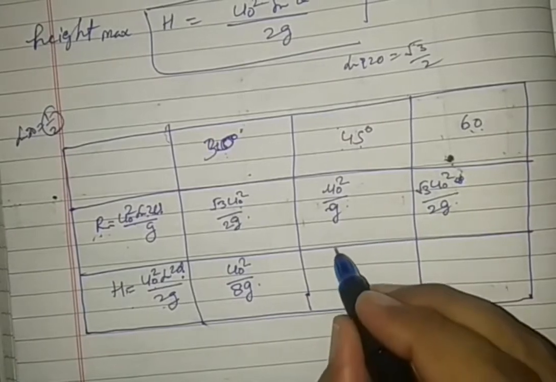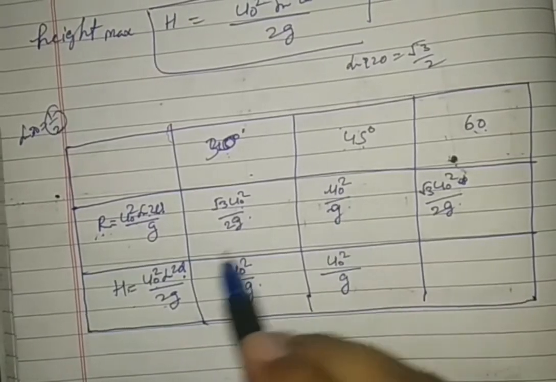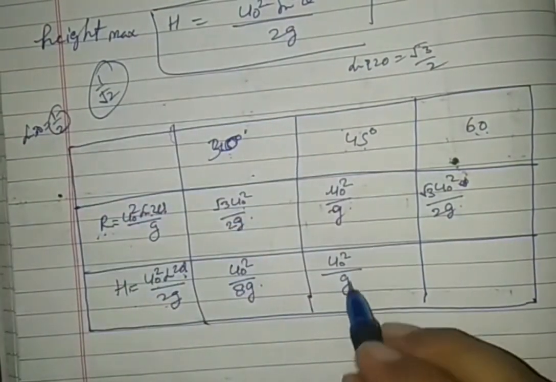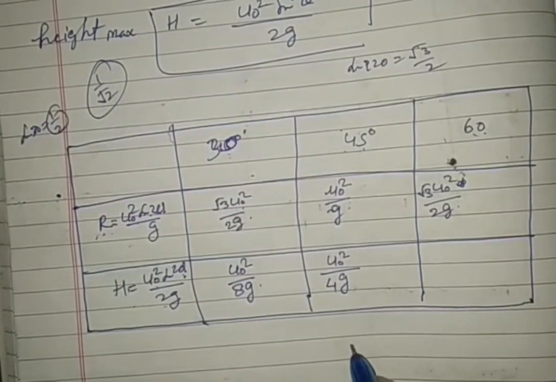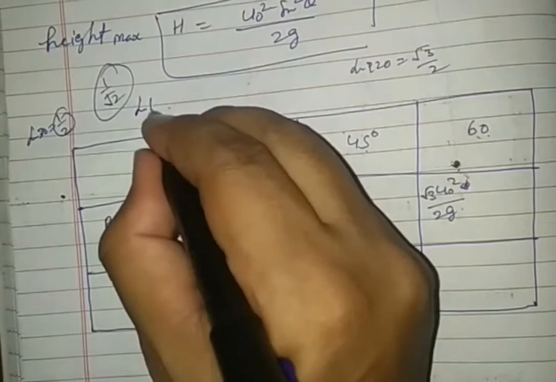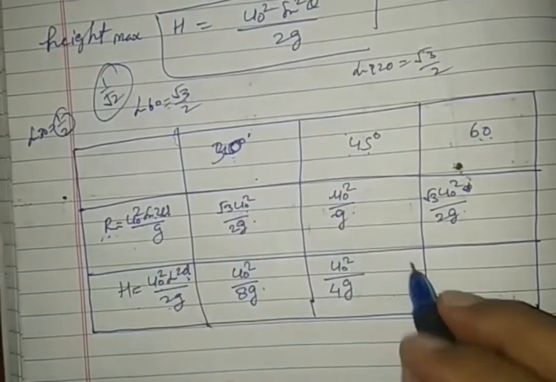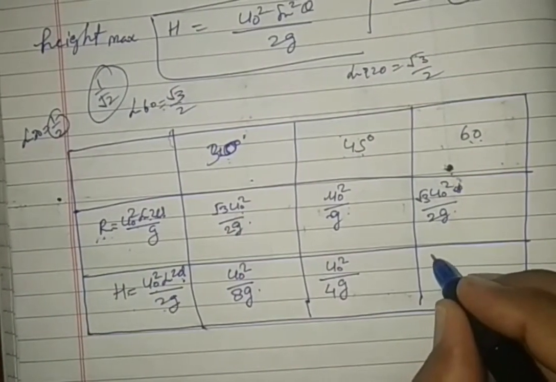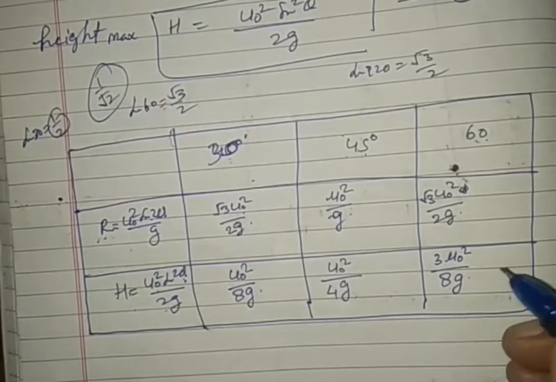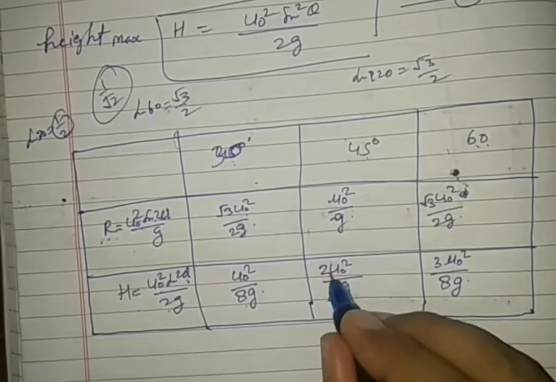In case of 45 degree, it is u naught square by 2g. So sin 45 is 1 by root 2, whole square is 1 by 2, and 2 into 2 is 4. And at 60 degree, sin 60 is root 3 by 2. So root 3 by 2 squared is 3 by 4, so it becomes 3 u naught square by 4 into 2g, that is 8g. We can write 8g here, 8g here. We can make here 8 and 2 here.